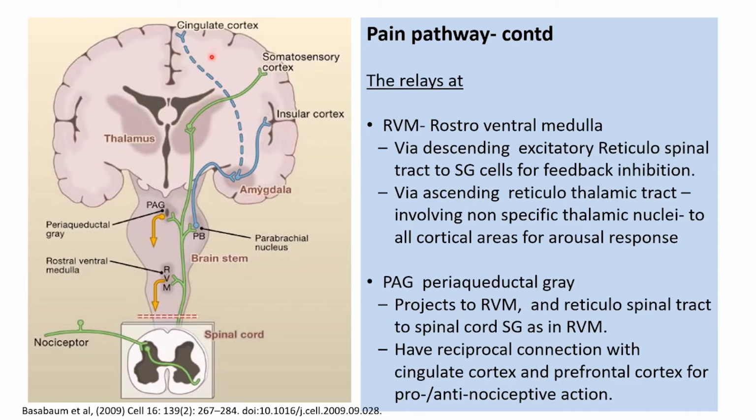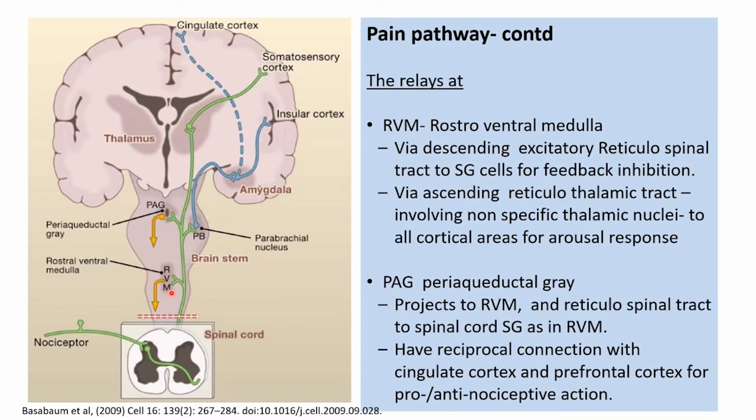In case of relays at periaqueductal gray, they also participate in the reticular ascending system as a part of the reticular system, which is starting from the rostroventral medulla, for the arousal response. In addition, the periaqueductal gray also sends inhibitory signals to the substantia gelatinosa cells indirectly via the medullary components present in the rostroventral medulla.